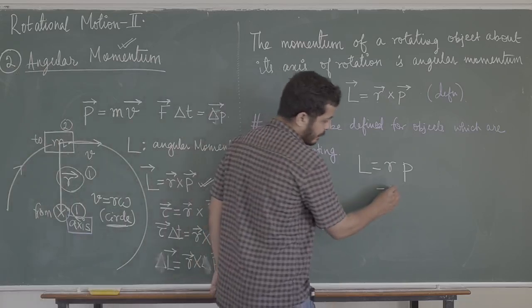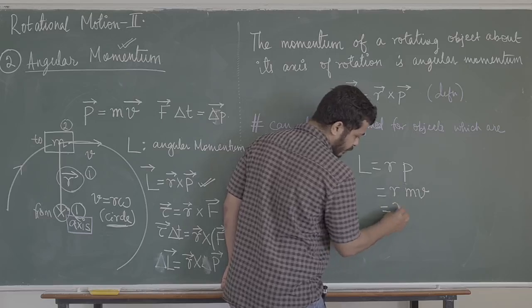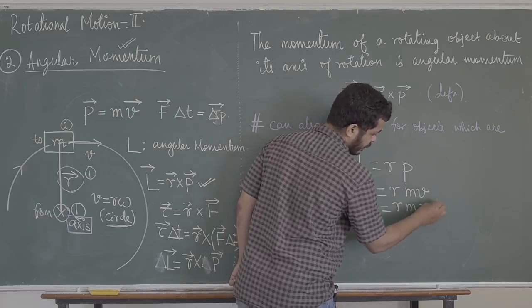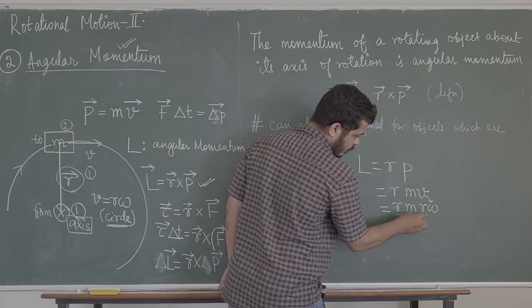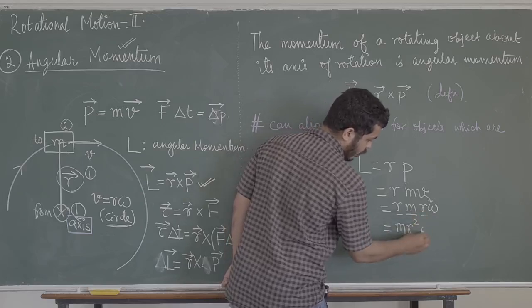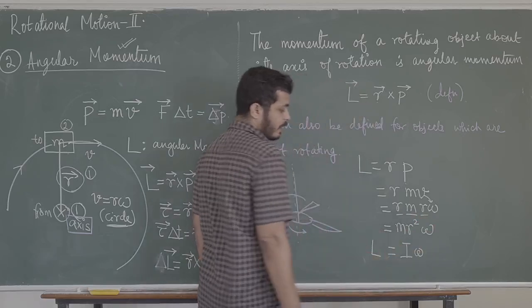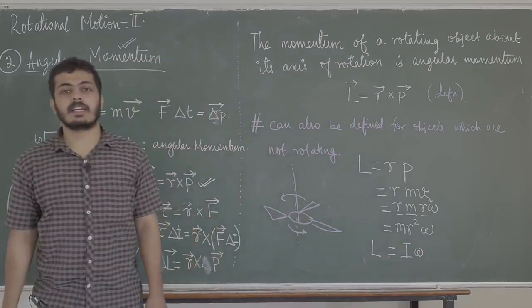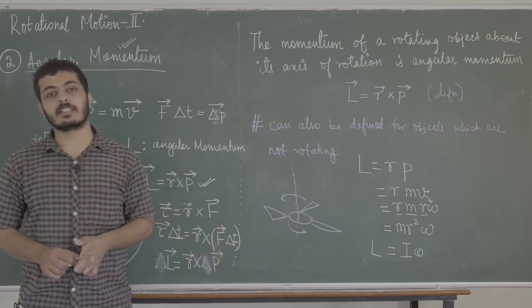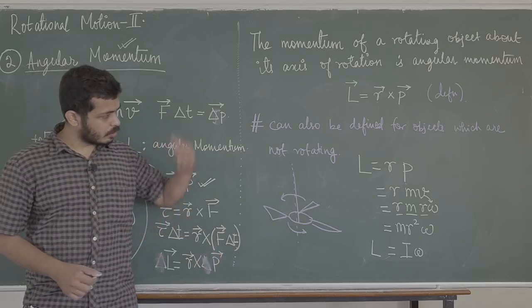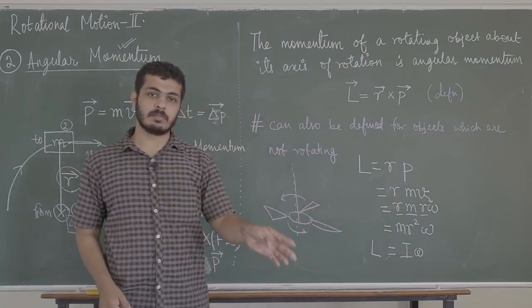So you can write r, and instead of p you write m into v, and instead of v you write r omega, because it's moving in a circle. So what will you have? m, r two times, so you'll have r square, and omega one time. So you will just have I times omega. L is equal to I omega. Just like rotational kinetic energy, which is half I omega square, the angular momentum of a rotating object is simply I into omega.